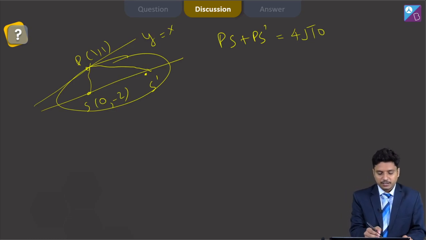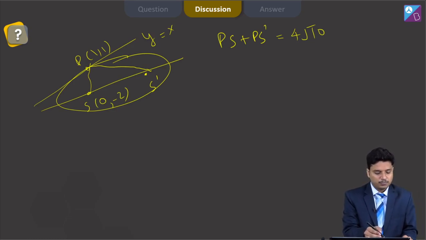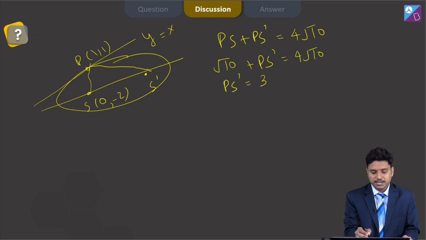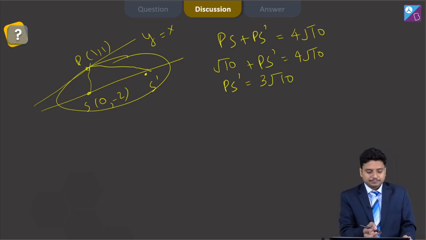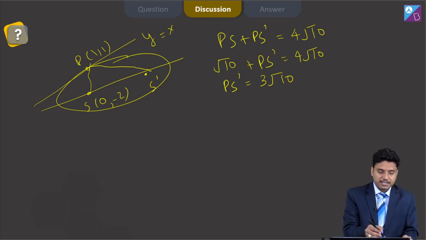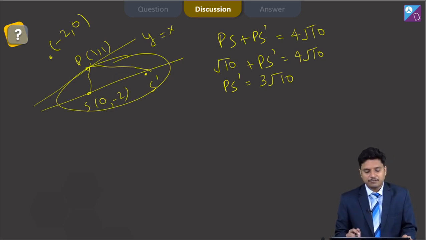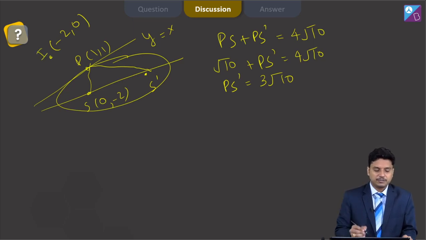PS is already known because the coordinates of both P and S are known. So PS is equal to root 10. That means PS dash will be equal to 3 root 10. Right? Now what you can see, using this reflection property, if we take the image of S in the line y equal to x, we will be getting this point as (-2, 0), because the reflection of (A, B) in y equal to x will be (B, A). So this is (-2, 0), which will be the image of this S.